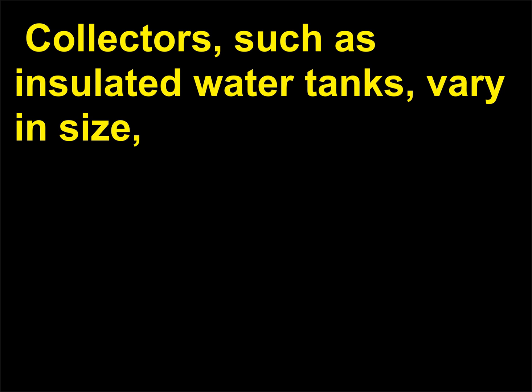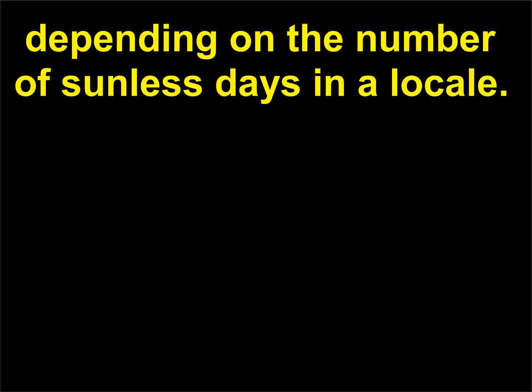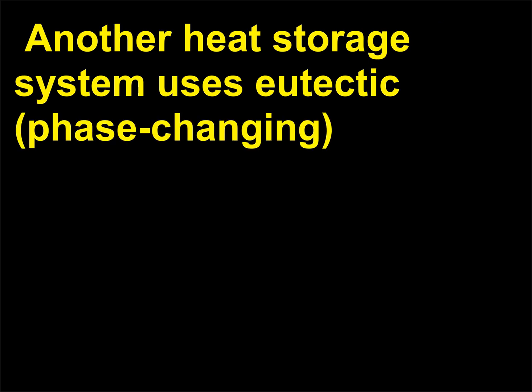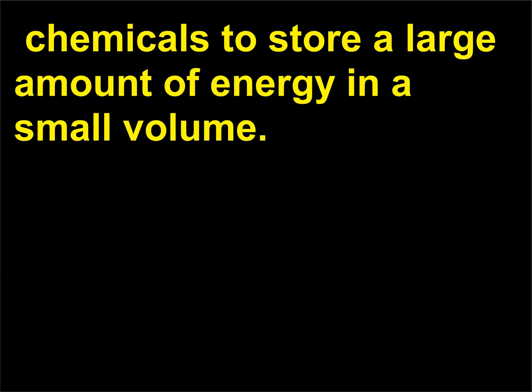Collectors, such as insulated water tanks, vary in size depending on the number of sunless days in a locale. Another heat storage system uses eutectic, phase-changing chemicals to store a large amount of energy in a small volume.